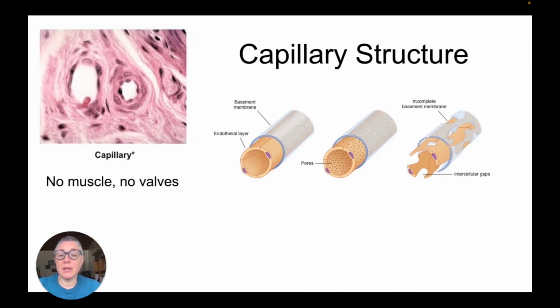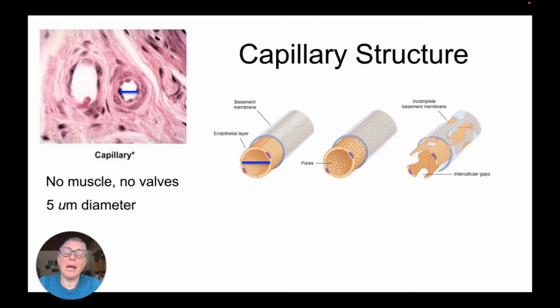So some of the things that we can see in the capillary structure is that there's no muscle around the capillary structure, as in with our arteries and veins, and there also are no valves. Remember that it is very, very small. In fact, it's only 5 micrometers in diameter.